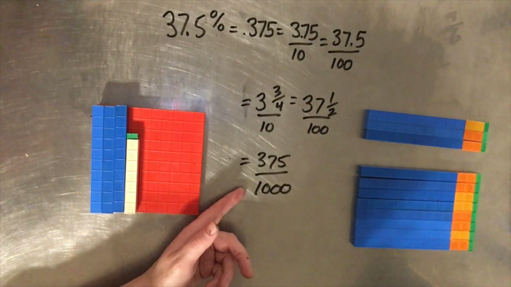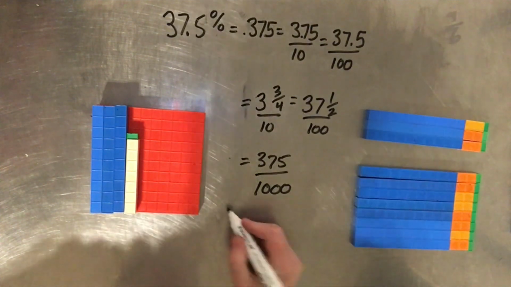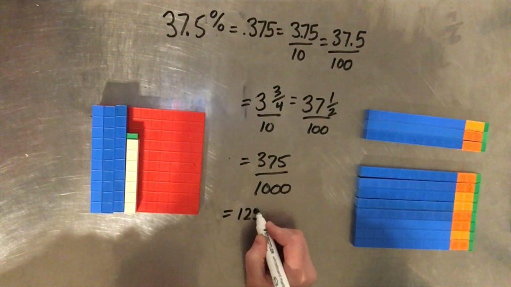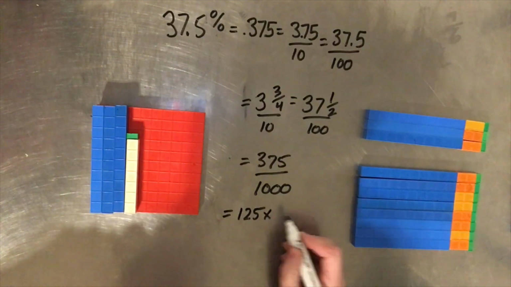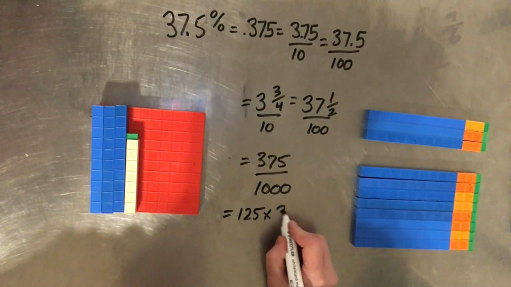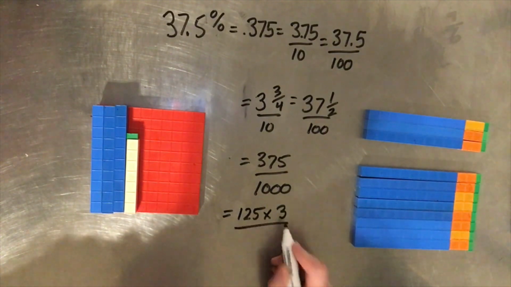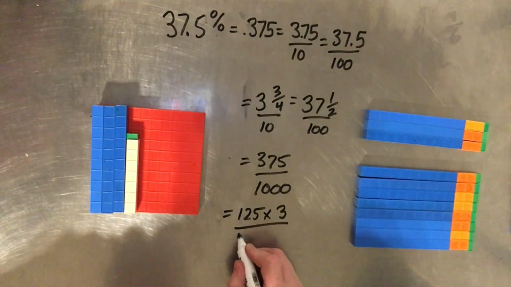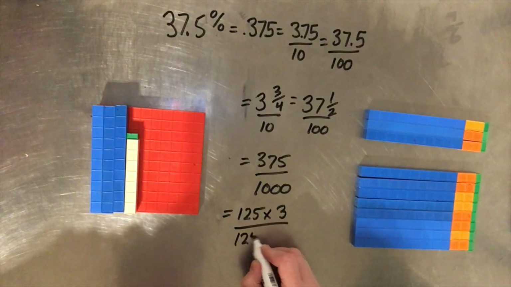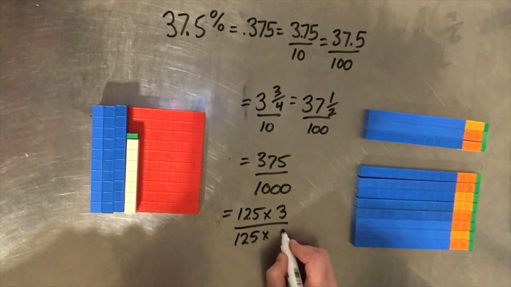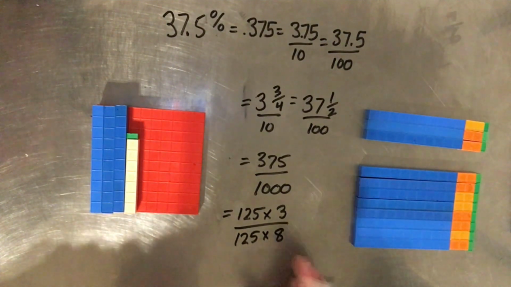But in here, you could actually look at this as 125 thousandths on the top times 3. And that will give us 375 thousandths. And then we could actually go 125 thousandths times 8 on the bottom, and that'll give us our 1,000 thousandths, right?